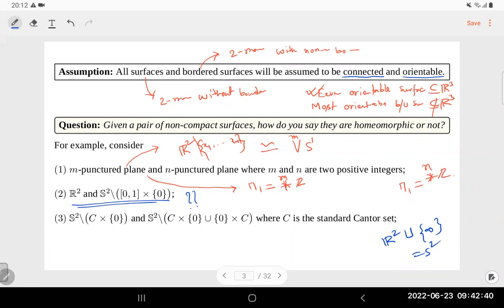And the third one is that I'm considering the standard Cantor set: delete the middle one-third interval, delete the middle one-third again, and so on.